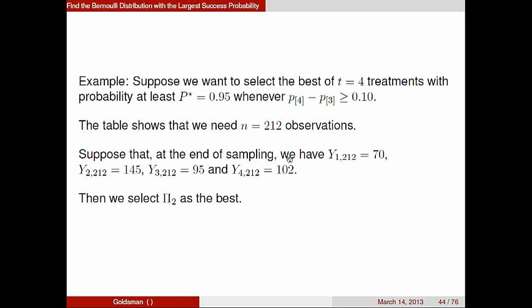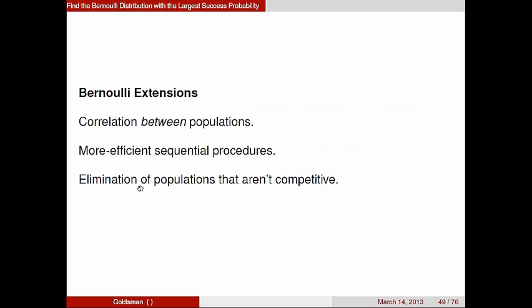And then let's pretend at the end of sampling, the first drug had 70 cures, the second one had 145, the third had 95, the fourth had 102. Well, look at this. Clearly, I take 145. Drug number 2 was the best one. That's kind of nice. All right. Well, now I'm just skipping over one of the procedures and talking about some Bernoulli extensions.